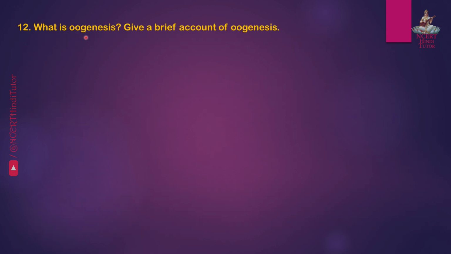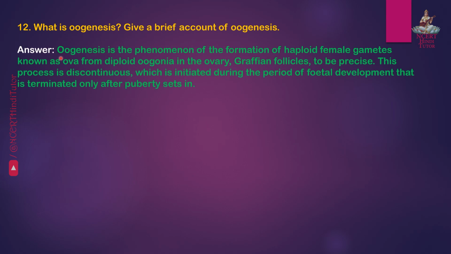Question 12. What is oogenesis? Give a brief account of oogenesis. Answer. Oogenesis is the phenomenon of the formation of haploid female gametes known as ova from diploid oogonia in the ovary. Graafian follicles to be precise. This process is discontinuous, which is initiated during the period of fetal development that is terminated only after puberty sets in. The process of oogenesis takes place in three phases and they are listed below.